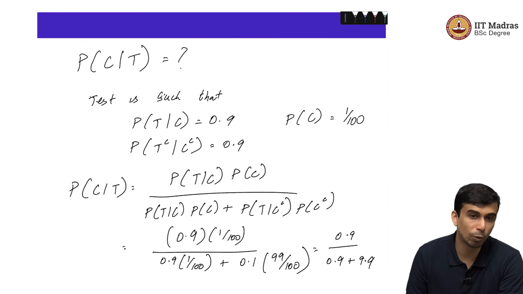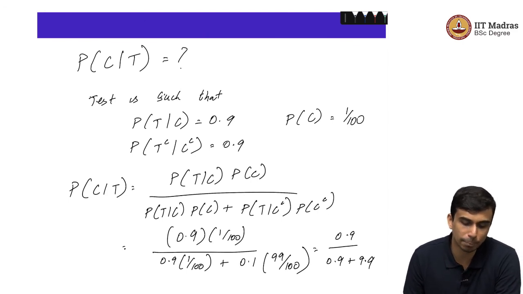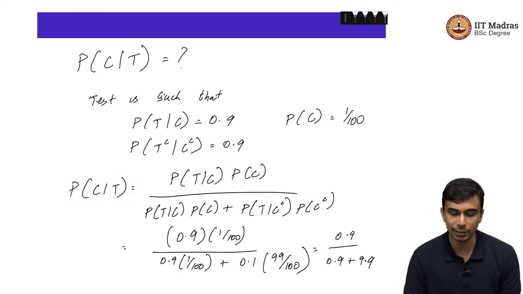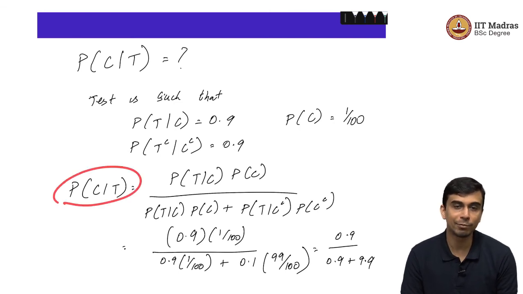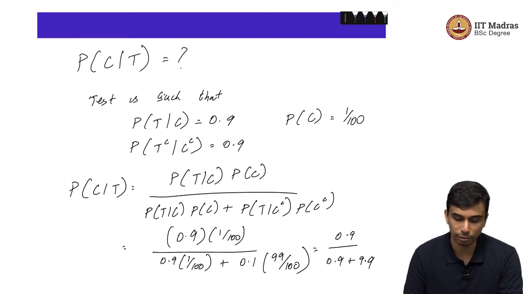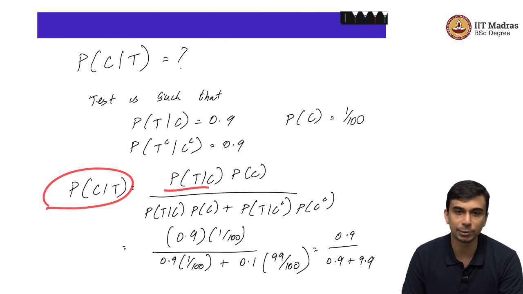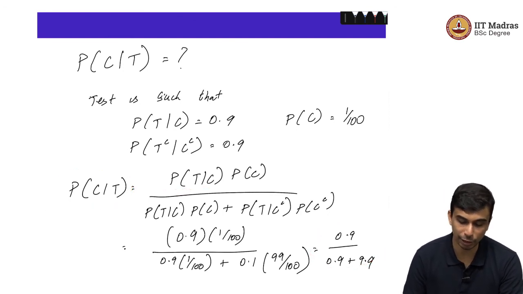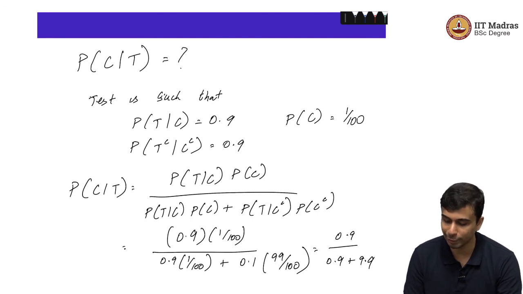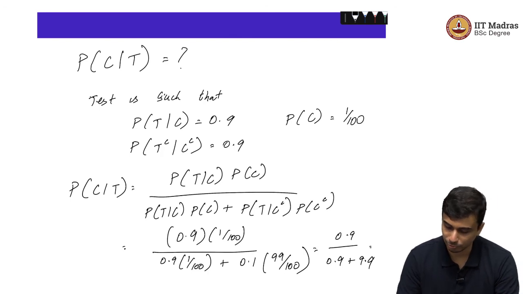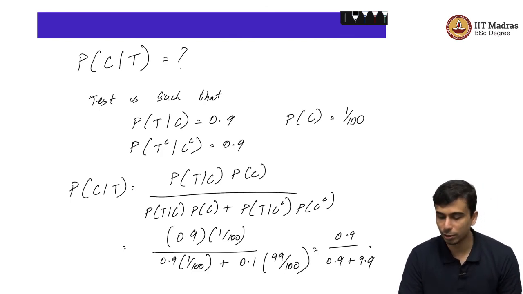When you began, you had a 1% chance of having COVID, but because the test has become positive, your chance has increased to 10%. But it is key to note that probability of C given T is not probability of T given C. A 90% accurate test is a pretty accurate test, but given that your test has come positive, it does not mean that you have COVID with 90% chance, because of the general prevalence being only 1%. Probability of C given T is not equal to probability of T given C. In fact, it is equal to 0.9 by 0.9 plus 9.9, which is 0.9 by 10.8, which is around 10%, less than 10%.